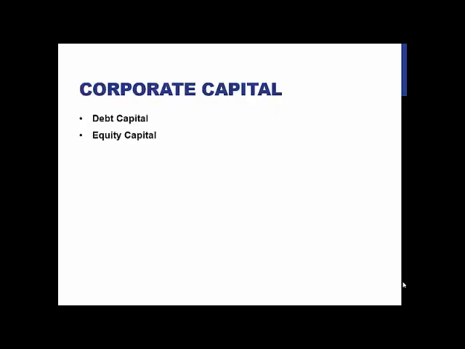So let's next talk about corporate capital. What we mean by corporate capital is how a company is establishing its value. There are really two ways that corporations can establish what their value is. There is debt capital, and then there's equity capital. And the company is required to go through a capital budgeting process to figure out how to invest their available cash in the best way to earn more cash and increase the value of their company.